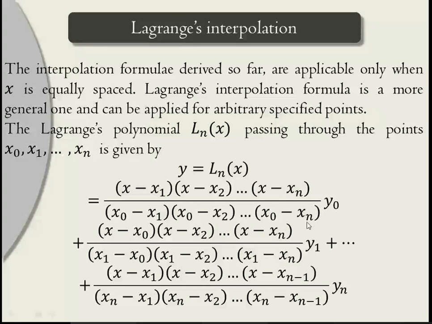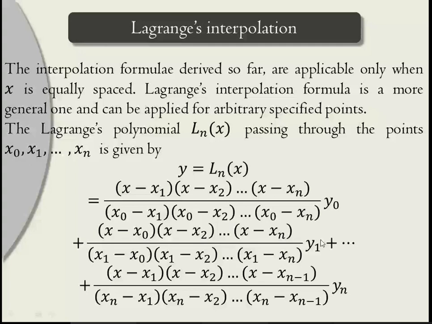Multiply with the corresponding value of y for x0, that is y0. Take the subtraction of x with all the values of x other than the first term, divided by the first term minus all other values of x, into the first value of y. Plus, for finding the second term, what to do? Take the subtraction of x with all the values other than the second term x1, divided by x1 minus the rest of the terms. Replace x by x1 and multiply with the second value of y, that is y1.